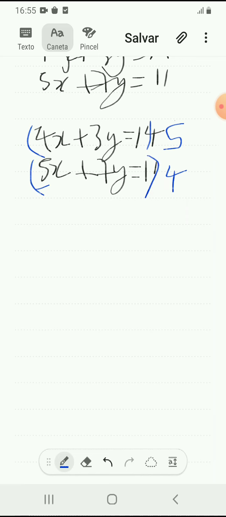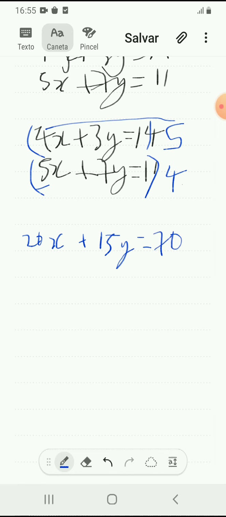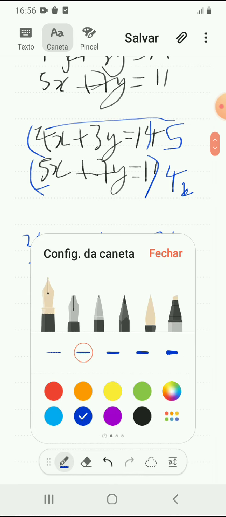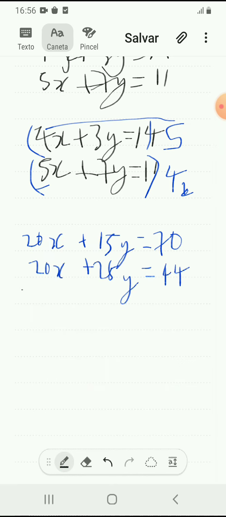So it becomes 5 times 4, we get 20x. Then 5 times 3, we get 15y. Then 5 times 14, we get 70. And then the same here, 4 times 5, we get 20x. So you see now we have the same numbers before x. We have 4 times 7, 28y. 4 times 11, we get 44. So I hope you understood. Now we have the same numbers before x, right?